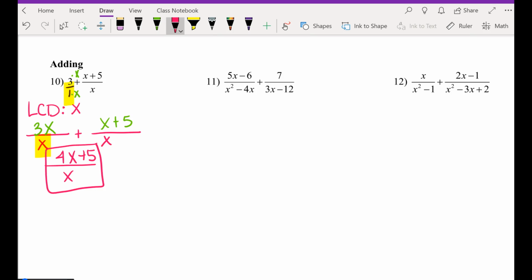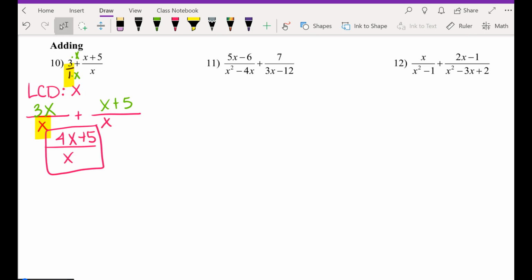Then let's state the restrictions. X can never, ever be what? 0. Okay. So that's that. That one's easy.